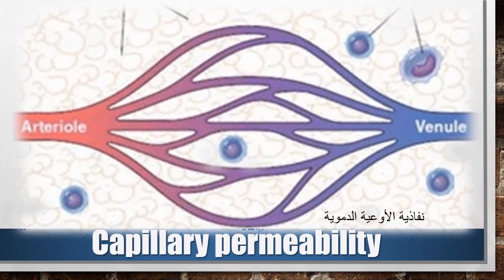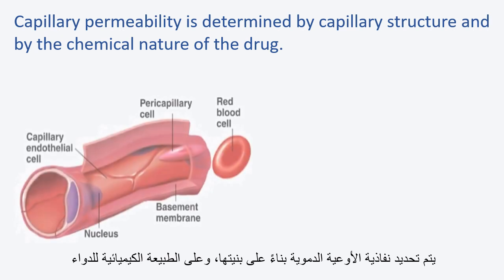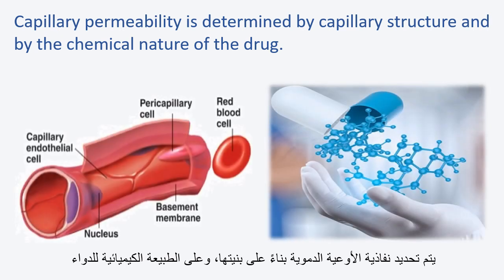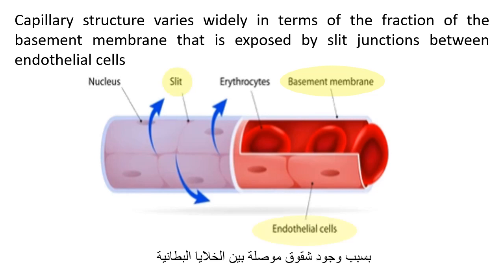Capillary permeability. Capillary permeability is determined by the capillary structure and by the chemical nature of the drug. Capillary structure varies widely in terms of the fraction of the basement membrane that is exposed by slit junctions between endothelial cells.